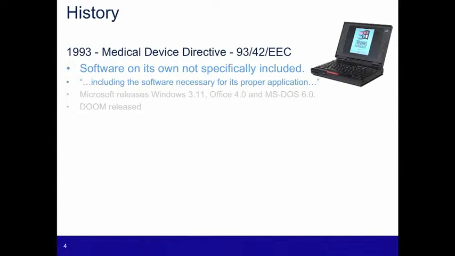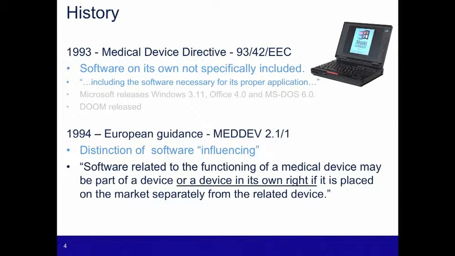So the regulations mainly come from 1993, so it's based on physical devices and the classification rules are based on physical things. So software is a bit of a problem really with what we've got. It wasn't included in the original definition of what a medical device was. It was somewhere in there as software necessary for a device to perform its function. So it's built-in software at the time.